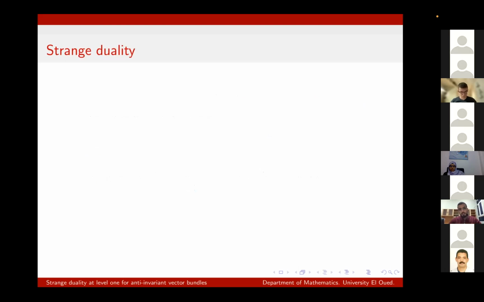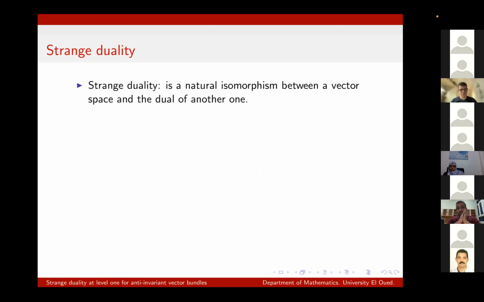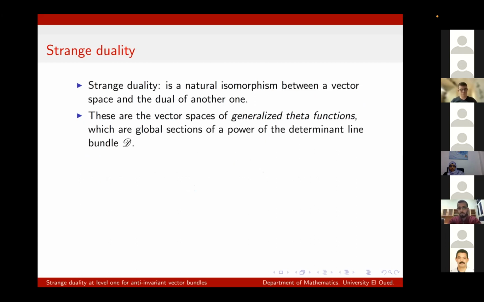So strange duality is a duality, which means an isomorphism between a vector space and the dual of another vector space. And these vector spaces are actually the generalized theta functions vector spaces, which are global sections of powers of this determinant line bundle. It's really surprising because no one was expecting this duality. It's called strange because it's strange. For simplicity, let me take D equals 0.